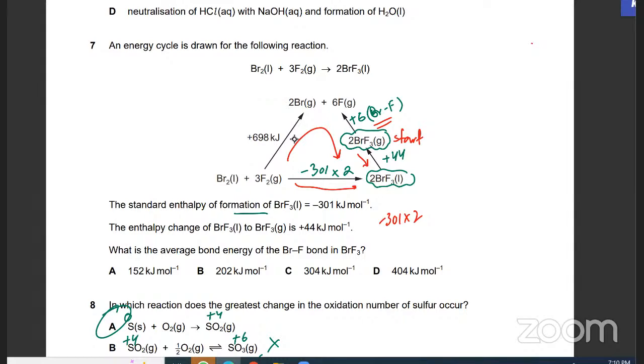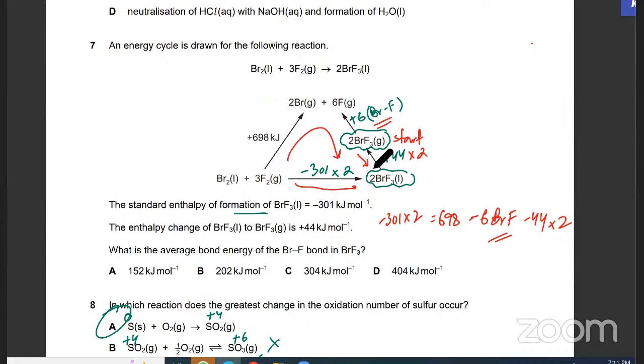That's 698. Then it's in the opposite direction. That's -6 times the Br-F bond. And then it's -44, right? Can you solve? What do you get? So would you make -44 times 2? Yes, that should have been 2 as well, because they're two BrF3. So that's one path equal to the other path.